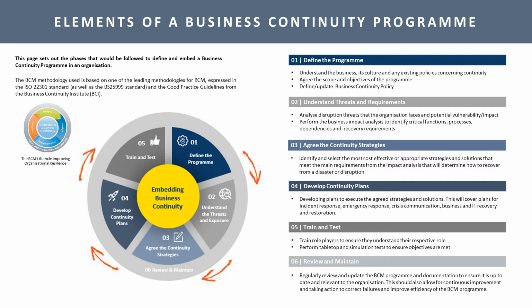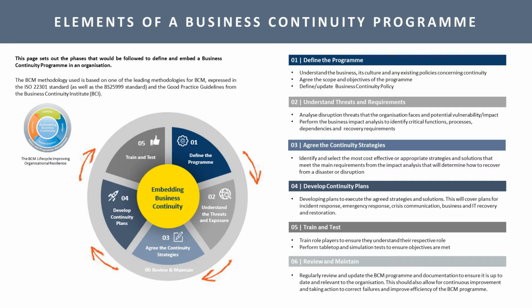The next step is to train and test. It's one thing having all these plans on paper or on some sort of portal, but if the relevant role players are not aware of what their responsibilities are in these events, then really it's not going to benefit. It's not really going to improve your resilience. So train the relevant role players and then also test, whether tabletop tests or simulation tests, the plans that have been defined to actually make sure that they work, and then update them.